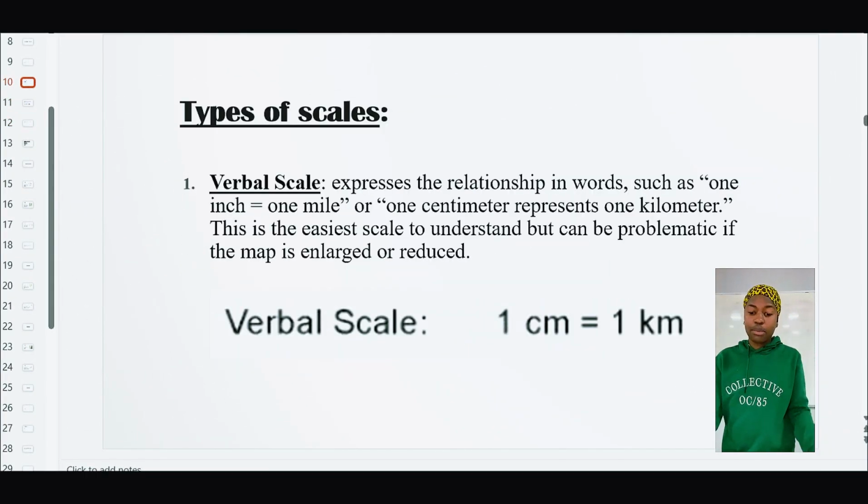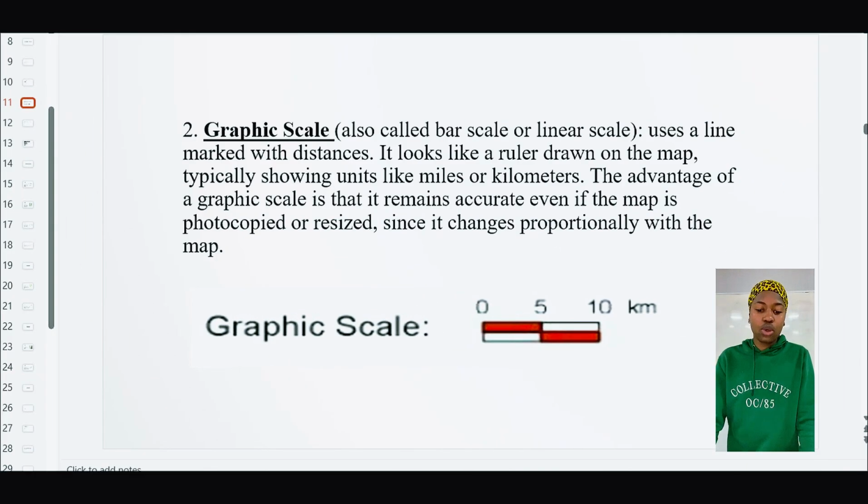Starting with the verbal scale. A verbal scale expresses the relationship in words, such as 1 inch is equal to 1 mile, or 1 centimeter represents 1 kilometer. This is the easiest scale to understand, but it can be problematic if the map is enlarged or reduced.